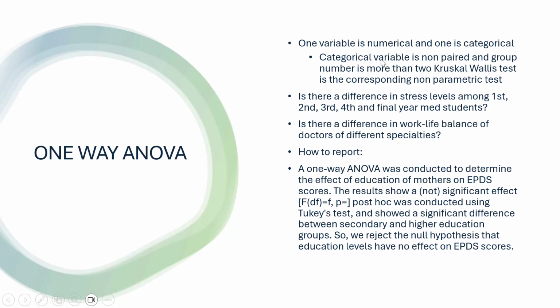And what is the corresponding non-parametric test? That is the Kruskal-Wallis test. And okay, so what are the examples? Is there a difference in the anxiety level, depression level among first year, second year, third year, fourth year, and final year medical students? Or is there a difference in the weights of first year, second year, third year, fourth year, and final year medical students? Is there a difference in work-life balance of doctors of different specialties? We go for the one-way ANOVA.